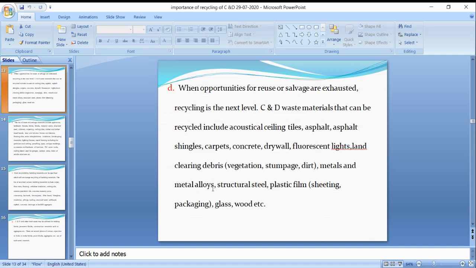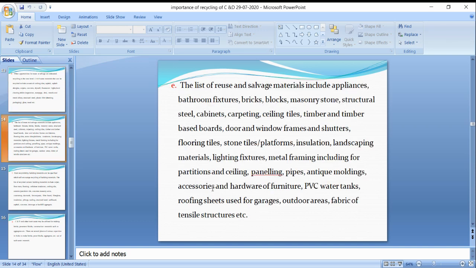So we can recycle the ceiling tiles, and we can recycle the asphalt. Asphalt is nothing but where we use this bituminous material, or you can say, at the roads. Asphalt is generally used as a DPC, damp proof course, and carpets and concrete and the drywall. Drywalls are nothing but the bricks. Fluorescent lights, we will use fluorescent lights for ceiling purposes. And land clearing debris, we have seen metals, metal alloys, structural steel, plastic filling, which is used for the sheeting and the packaging. So if any materials are coming in, we will use the plastic protective materials, and we are using the glass and wood. So these are the different materials which can be recycled.